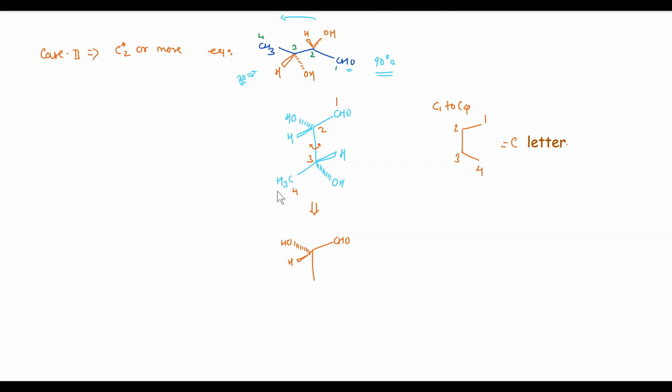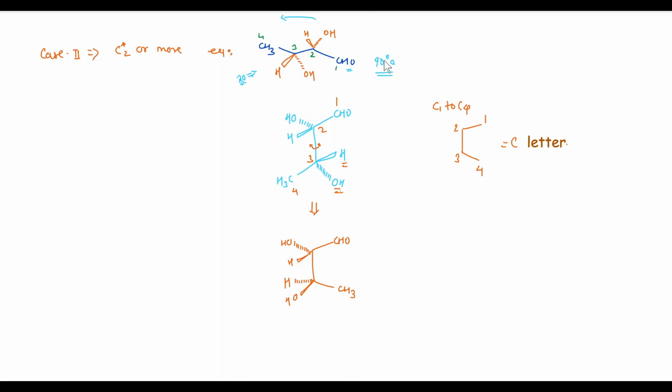Second, we shift this CH3 group by rotation of this C2-C3 bond towards the right-hand side, and we get CH3 here. But during this writing, for the group which is above the plane and the group which is below the plane, we have to keep in mind that after rotation through 180 degrees, the group which is below the plane in this structure will come above the plane and vice versa. And the group which is above the plane will go below the plane. Then the stereochemistry of both molecules is one and the same.